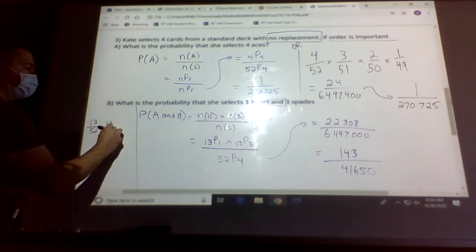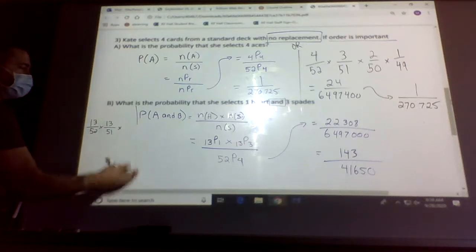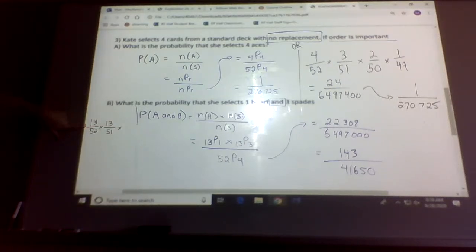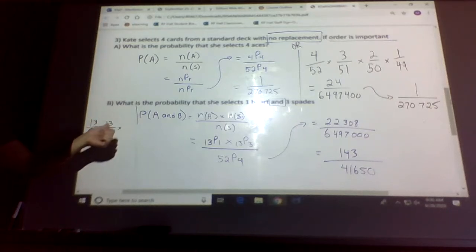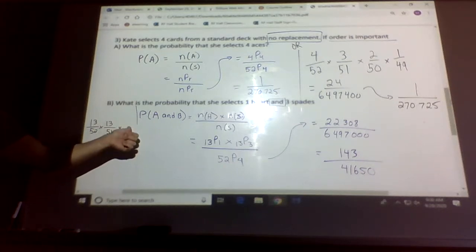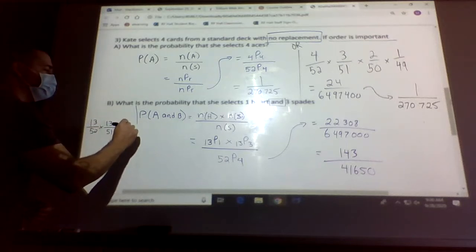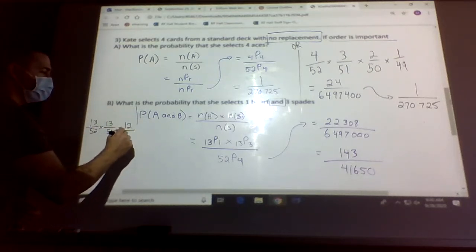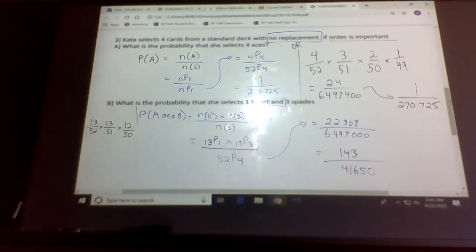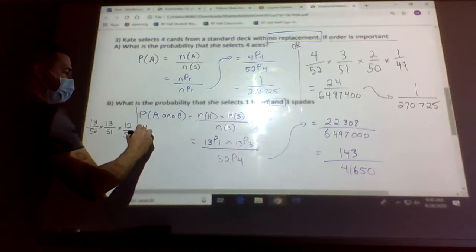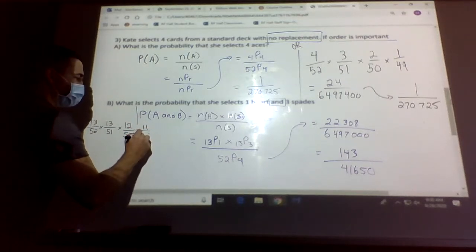51. Okay, then we keep going. So we had a 13 out of 52 chance to pick out a heart. We took that heart out. Now we're picking spades, so we have 13 out of 51 chance to pick a spade. Now we want another spade. What's my next fraction going to be? 12 over 50, good. I took 1 of the spades out, so that leaves 12 spades, and now we have 50 cards left. And then my last one is 11 out of 49.